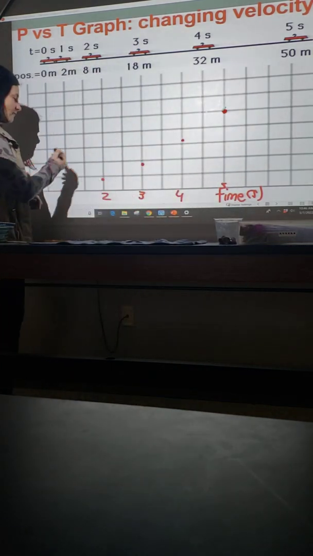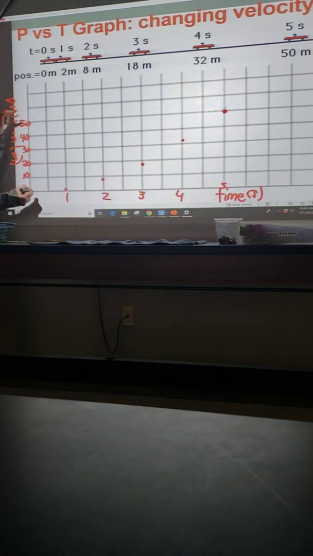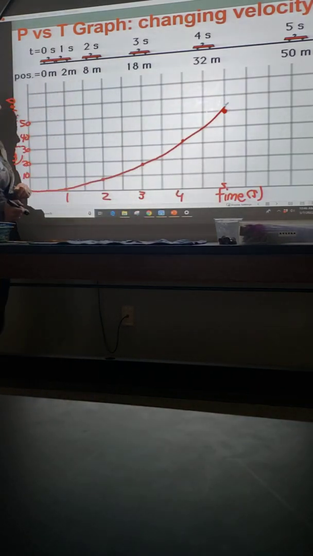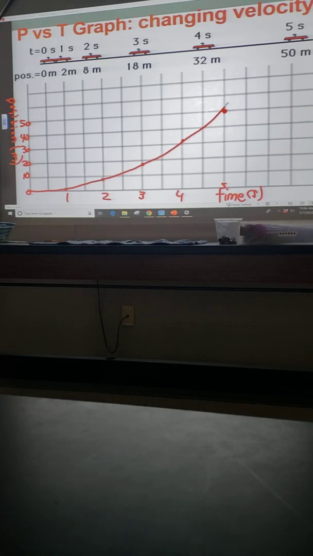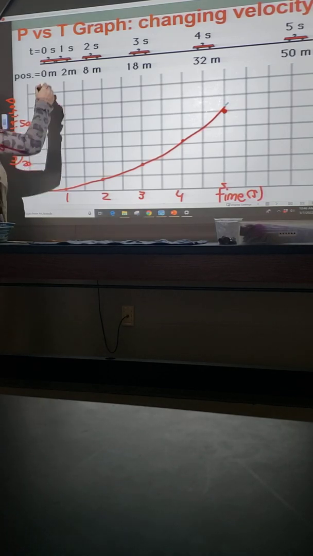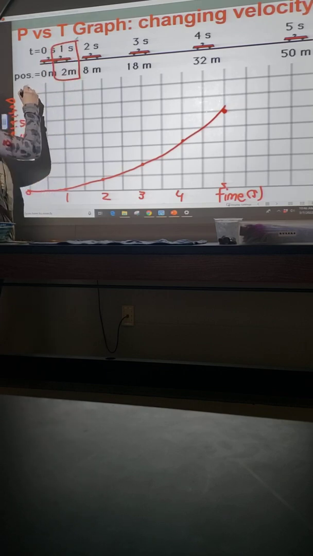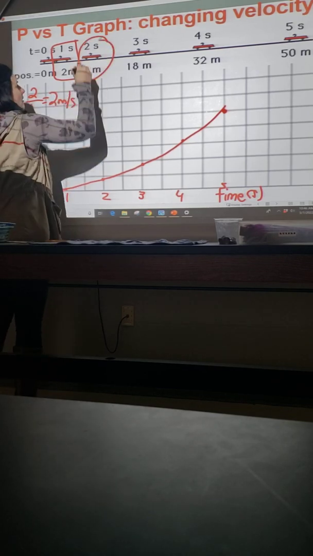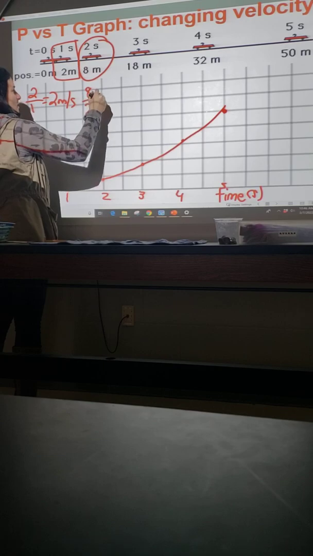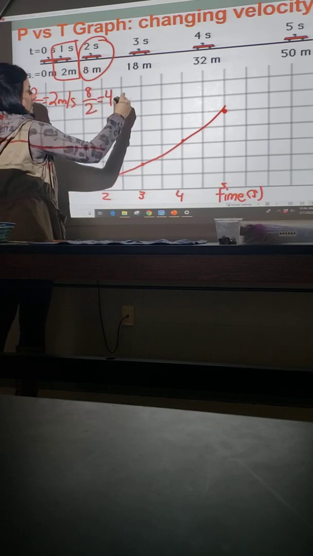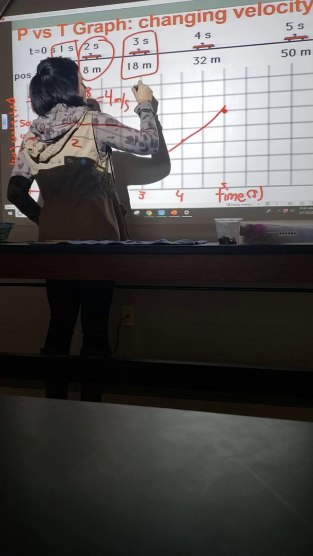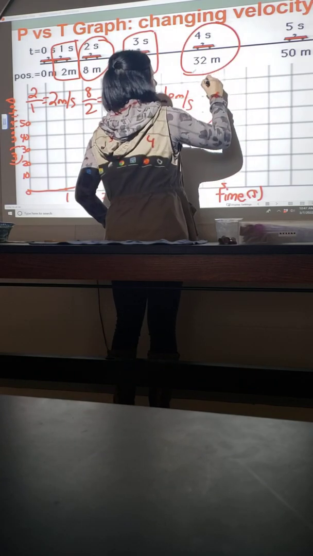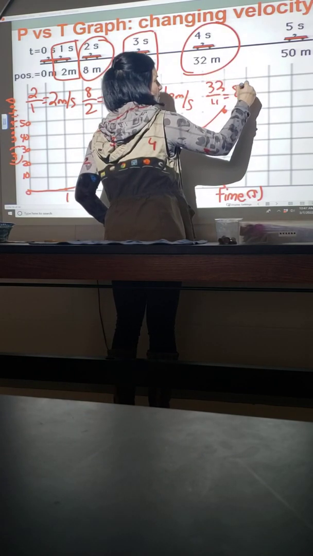And notice how I'm using my finger and connecting to get over there, right? So it could be something like this. Again, this is a curved line. It is a changing velocity. So if I quickly do my velocities, I get 2 meters per second here. Here I have 8 for my position over 2, which is now 4 meters per second. This one is my position over time again, but now I'm at 6 meters per second. 32 and 4 gives me 8 meters per second.